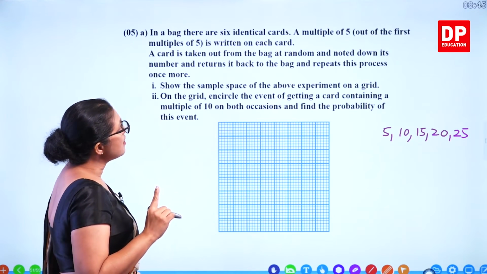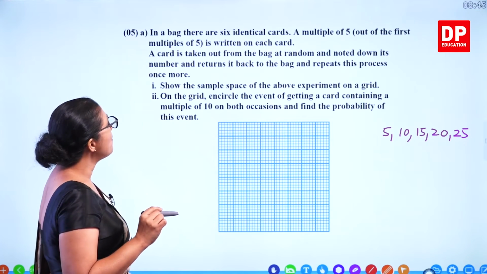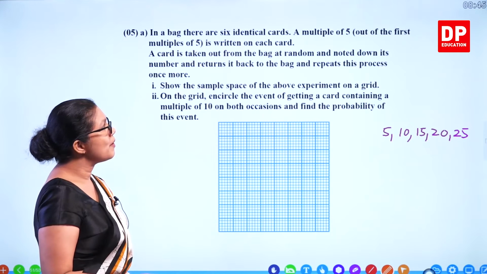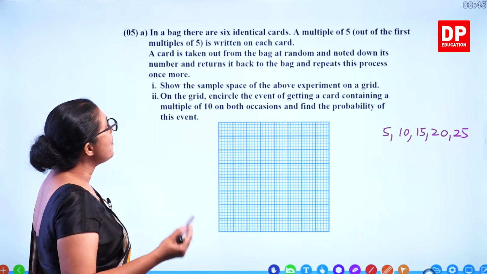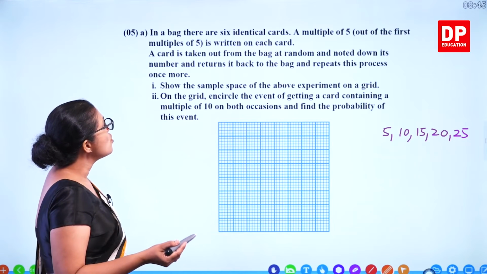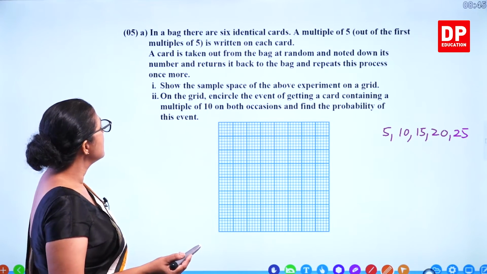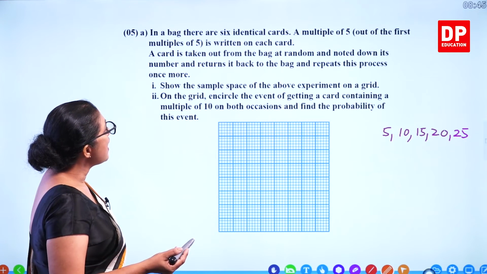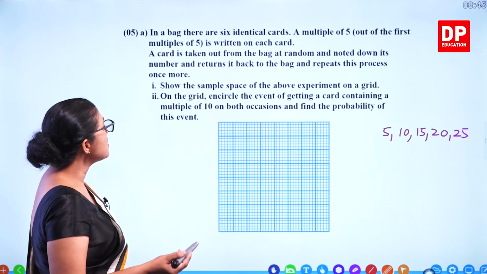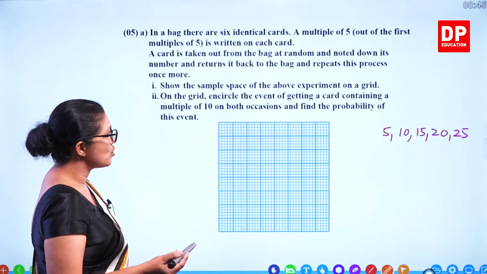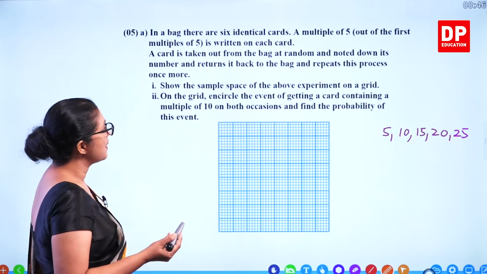A card is taken out from the bag at random, its number is noted down and it is returned to the bag. So, with replacement. And this process is repeated once more. Show the sample space of the above experiment on a grid. And on the grid, encircle the event of getting a card containing a multiple of 10 on both occasions and find the probability of this event.